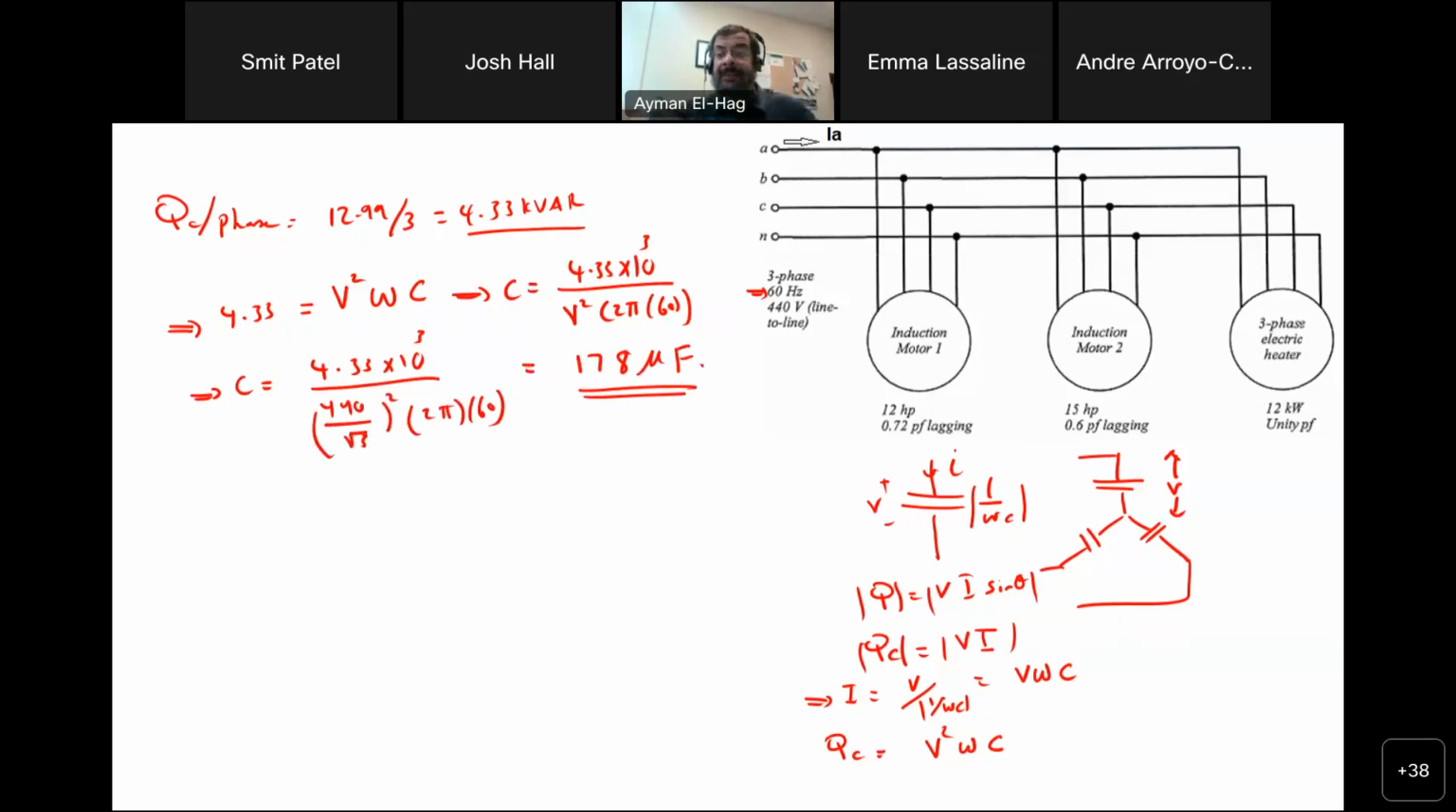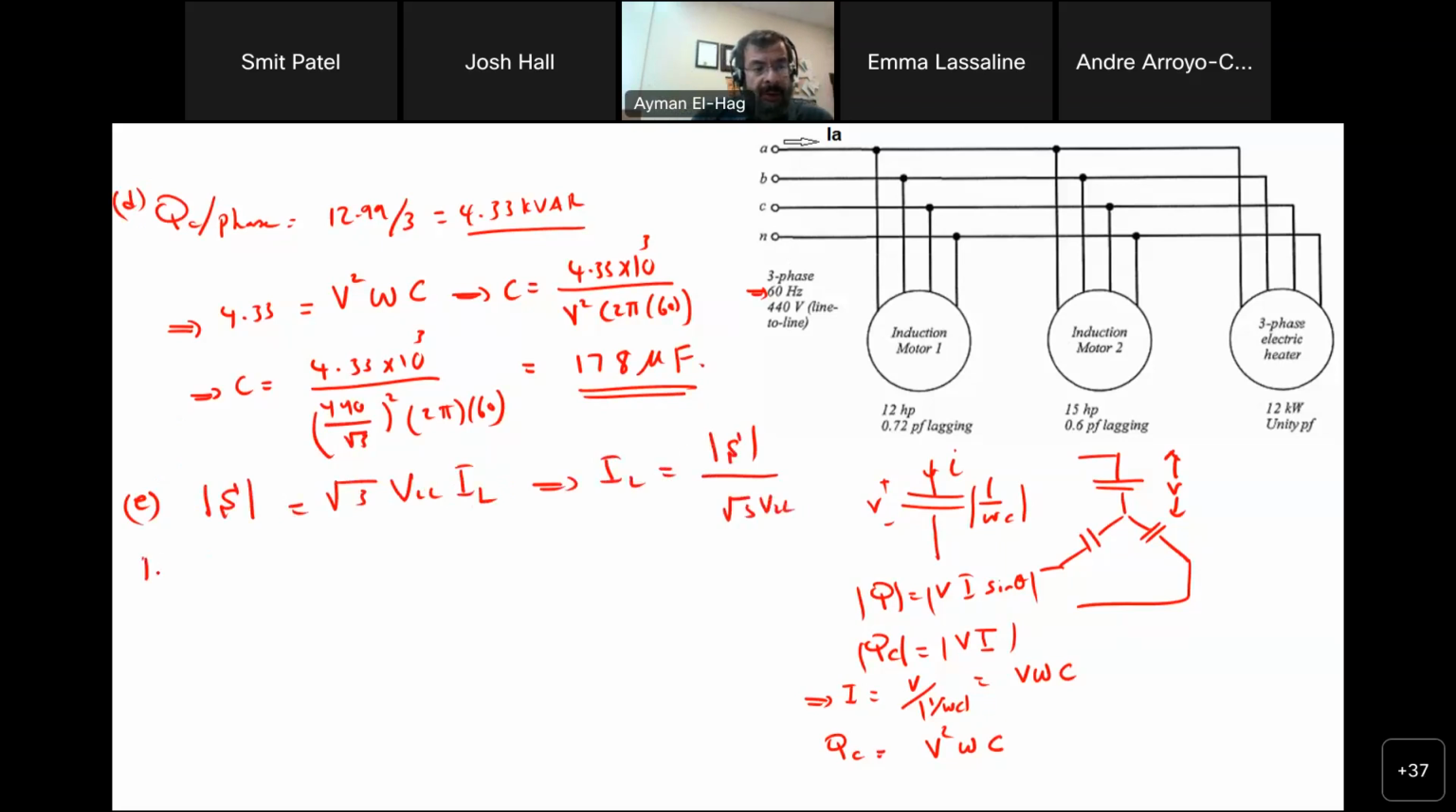Finally, what is the current before and after? Okay, very simple. So this is my part E. This is your part D. Now we will use this formula: total S is equal to √3 V line to line times I line, because I want to find the I line. I want only to find the magnitude. So the formula will be I line is equal to S divided by √3 V line to line.